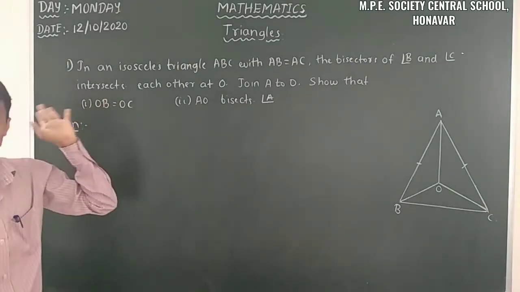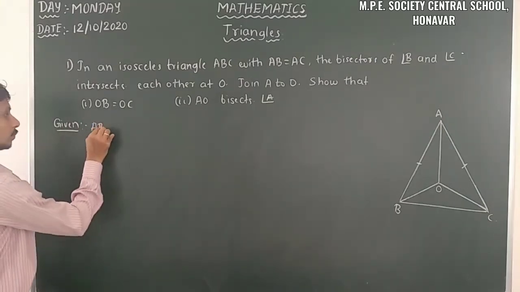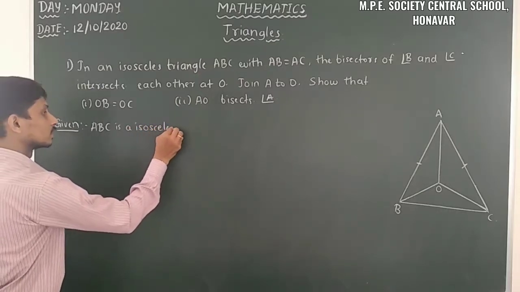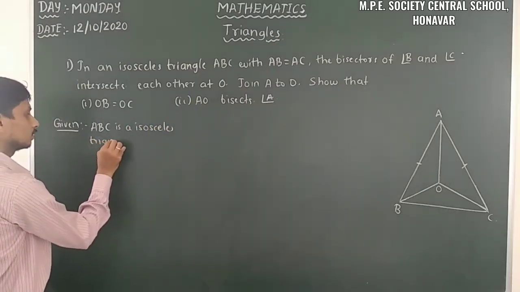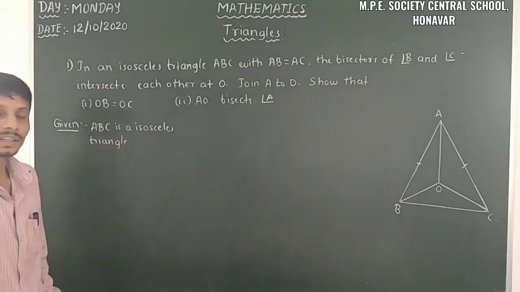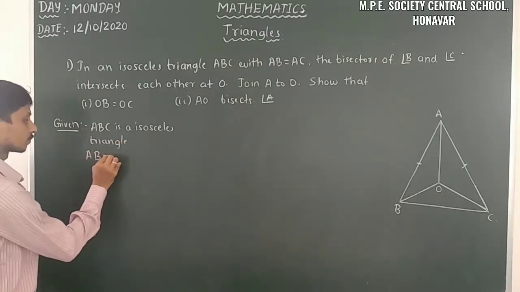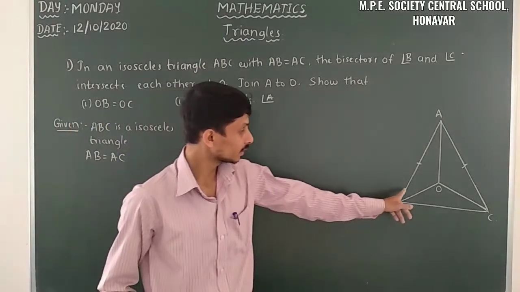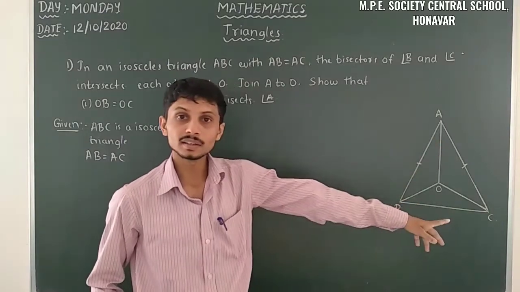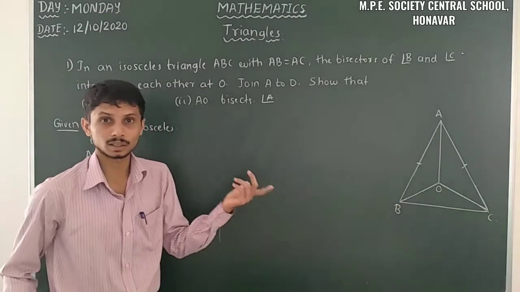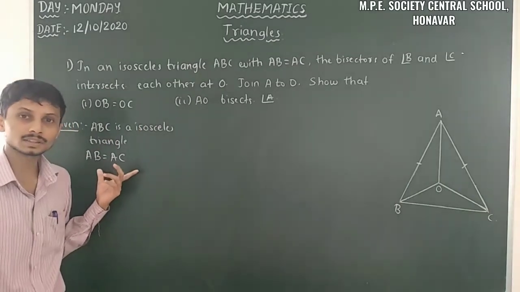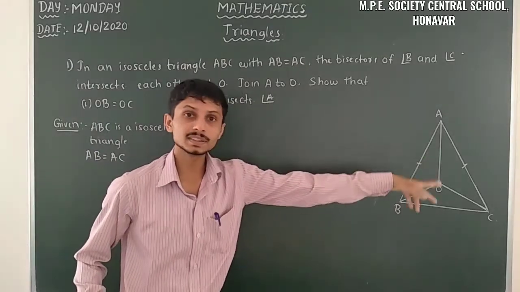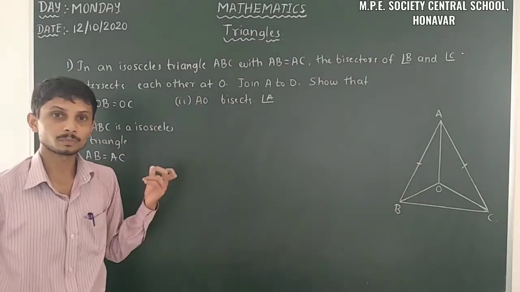Given, ABC is an isosceles triangle. That is AB is equal to AC. If AB is equal to AC, then we can take angle ABC is equal to angle ACB. So it is a given term. For the given term we can prove easily. So we can take angle ABC is equal to angle ACB, while we are proving that.